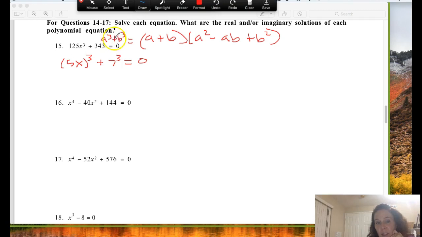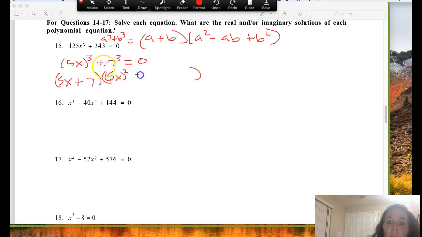If that's the difference of perfect cubes, that's a minus and that's a plus, but you need to know this. So instead, I do it like this. I use this little form. I'm going to go a and b here, so this is going to be 5x plus 7 here. And then here goes 5x, that whole quantity squared, minus 5x, this is my a value, this is my b value, minus 5x times 7 plus my b squared, which is 7 squared.